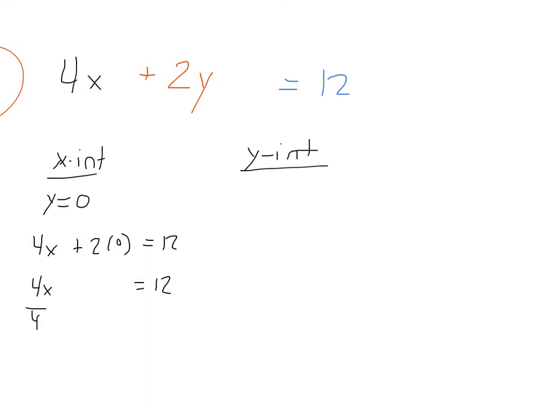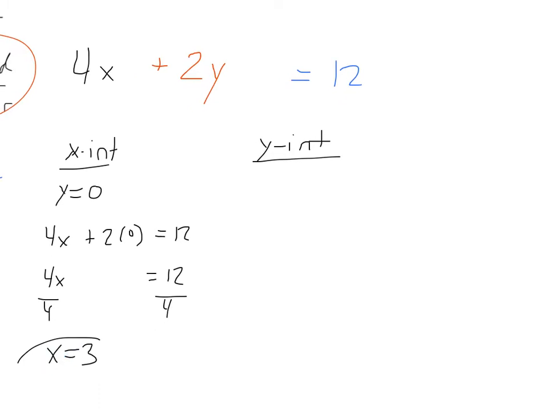And if I divide by 4 and divide by 4, I get x equals 3. So what is 3 then? Well, 3 is my x-intercept, so let's save that for later. Now I want to find the y-intercept, so I make x equal to 0.